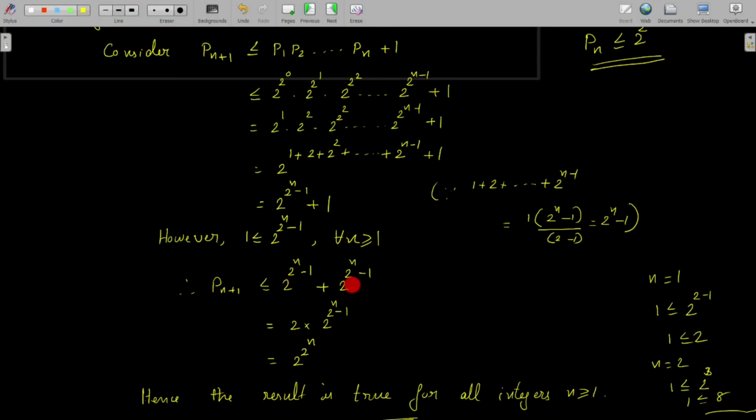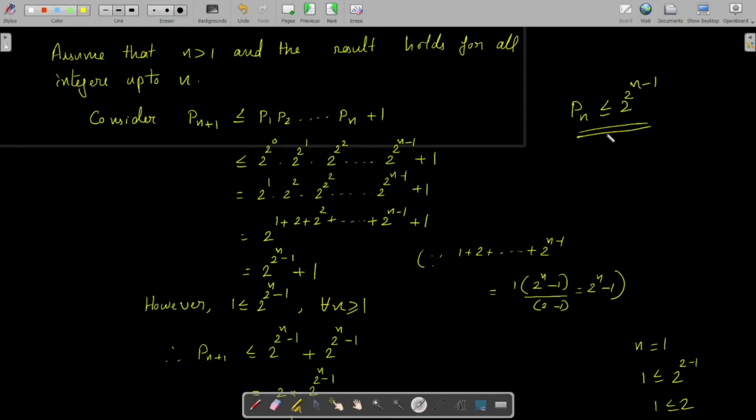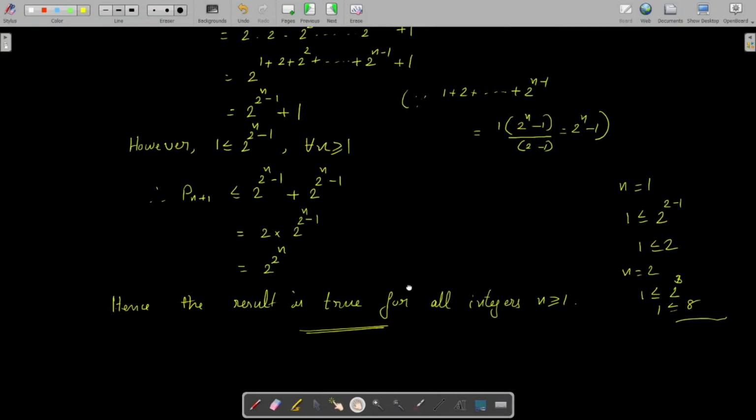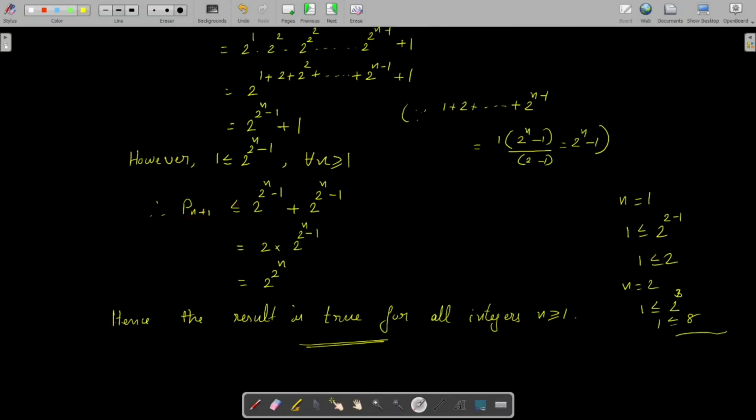Now both these expressions are the same. So we can write this equal to 2 times 2 raised to n minus 1. Now after solving we get this equal to 2 raised to n minus 1 plus 1, that is 2 raised to n. That is, we get P_{n+1} is less than or equal to 2 to the power 2 raised to n. Hence the result is true for n plus 1 also. That is, when we substitute here n equals n plus 1, what we get? P_{n+1} less than or equal to 2 raised to n plus 1 minus 1, that is n. So that is the result we get here. That is, P_{n+1} is less than or equal to 2 raised to n. So the result holds for n plus 1 also.